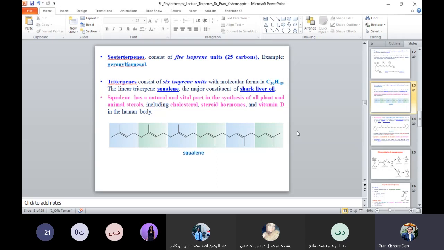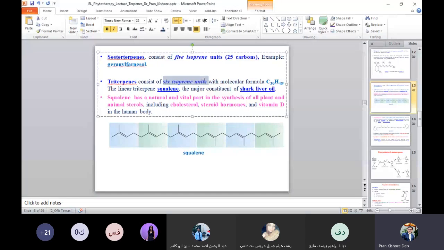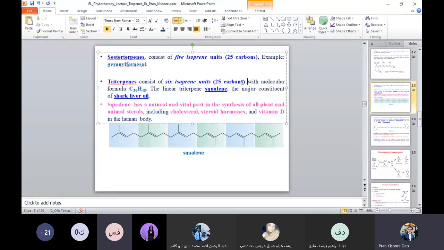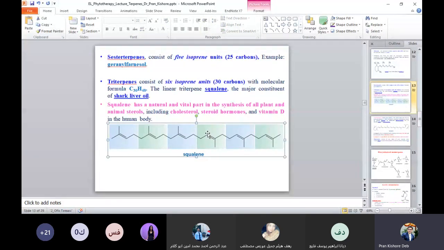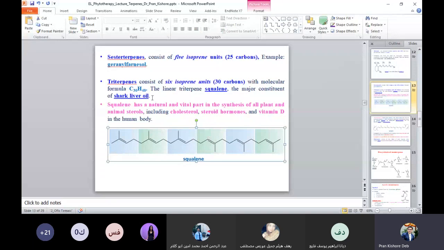The structure is not given here. And triterpene consists of 6 isoprene units. 6 isoprene means how many carbon? 30. So 6 isoprene units means 30 carbon, with a molecular formula C30H48. The linear terpene squalene is a major constituent of shark liver oil.